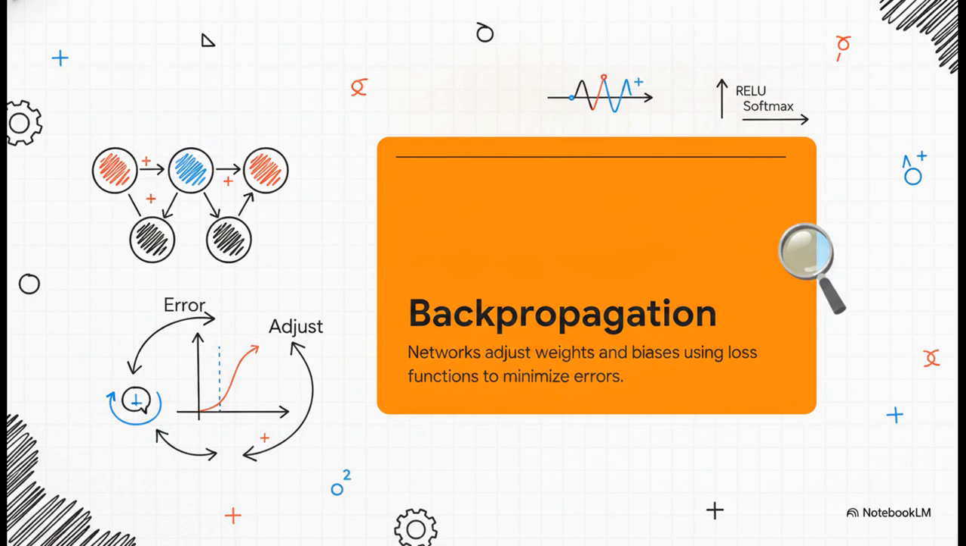It's the mechanic where neural networks calculate their errors using loss functions. And then they literally work backward to adjust their internal weights and biases. When combined with activation functions like ReLU and softmax, backpropagation dictates exactly how our digital perceptrons learn from their mistakes to get smarter over time.